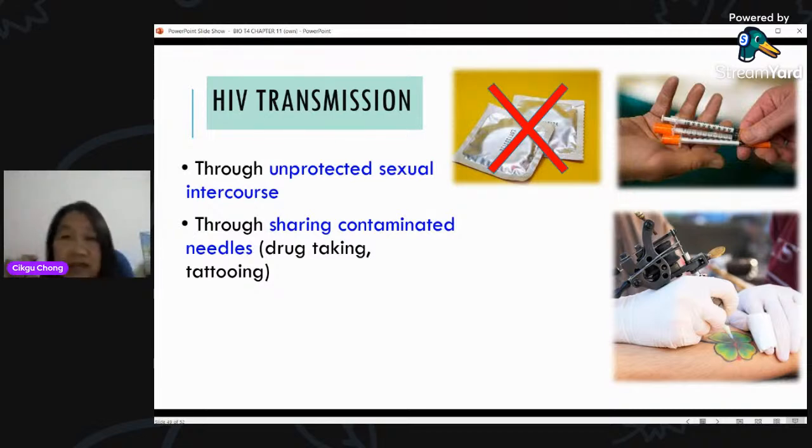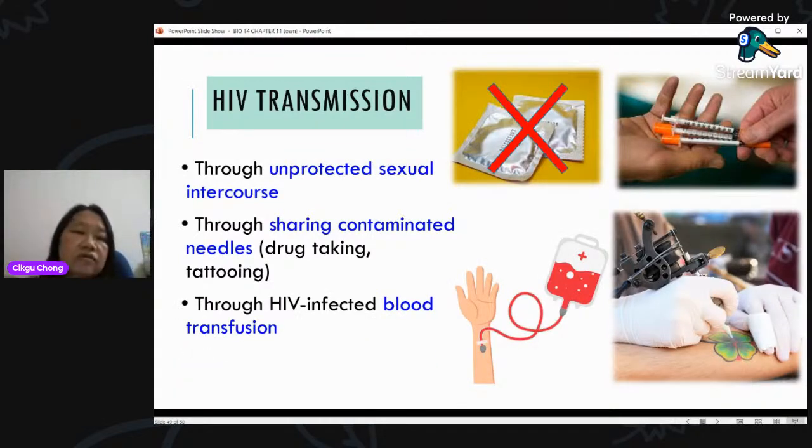In tattooing, there are needles that deliver the ink under the skin, poking your skin. And if a person who has HIV infection is tattooed with a needle, and you then tattoo another person with it, the second person will be infected. So drug taking, tattooing, and also of course HIV infected blood transfusion. When you donate blood, one of the things they screen for afterwards is the HIV virus. Once it is detected, the whole entire bag will be disposed of. So this is how HIV is transmitted from people to people.